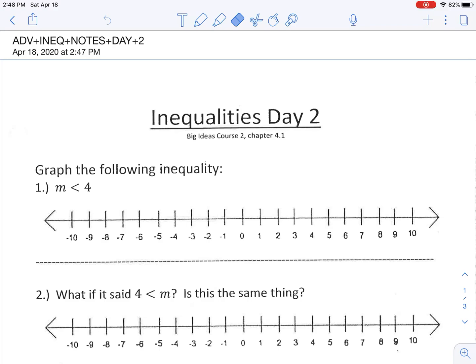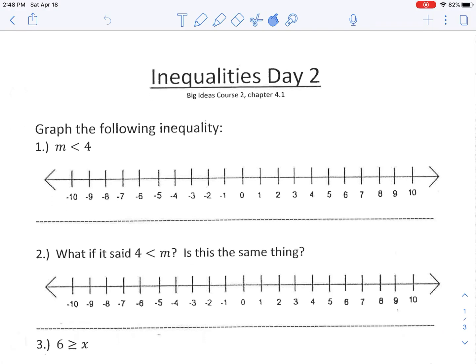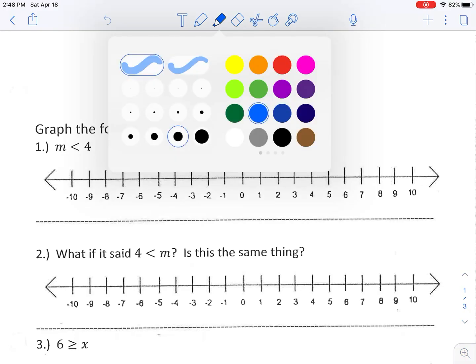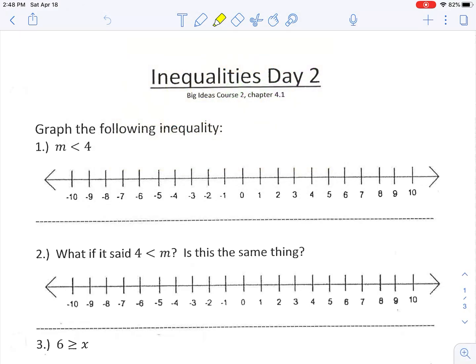All right, so we're going to move on with inequalities, taking into consideration everything that we learned yesterday. So first, we're just going to review what we did yesterday. So we're going to take a look at the first inequality. Graph the following inequality. So graphing an inequality means placing that on the number line, putting your circle, deciding in which direction your arrow will point, and deciding if it will be an open or a closed circle.